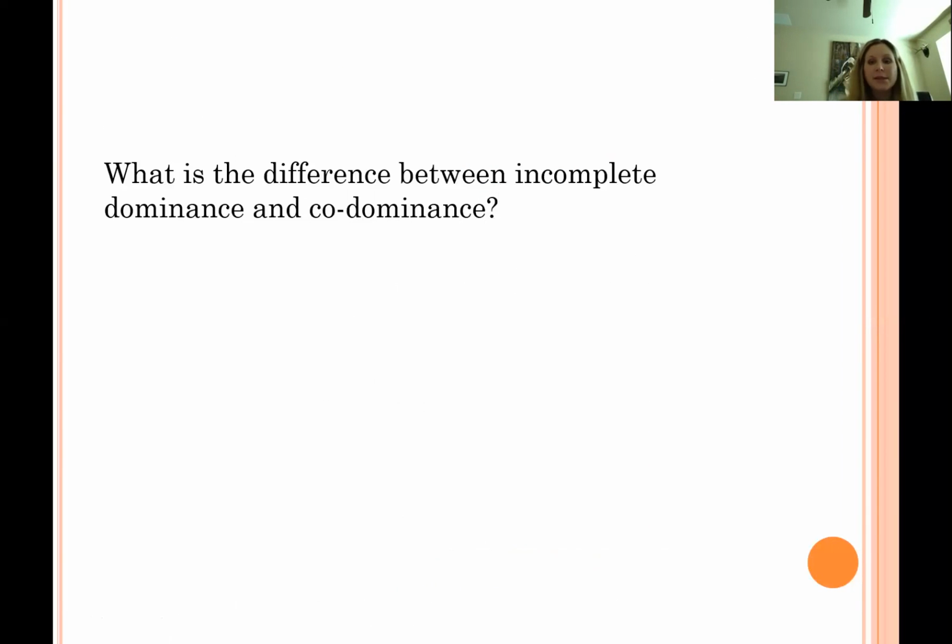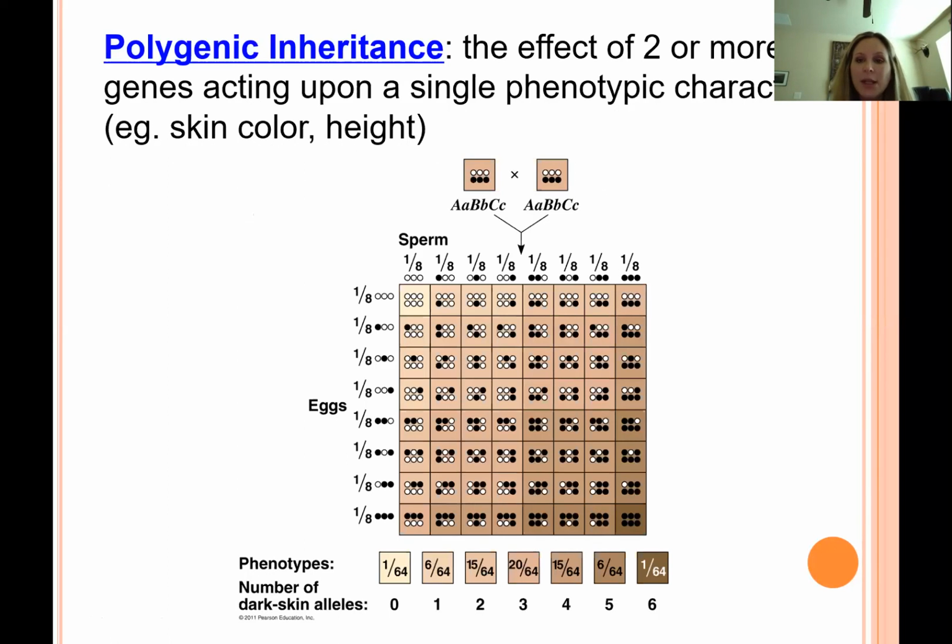Okay, I want to talk about some different vocabulary words because all of these Punnett squares that we've done have been pretty straightforward. Even though we've done non-Mendelian genetics and we've talked about incomplete dominance, co-dominance, and multiple alleles, there are still some things that need to be discussed, like polygenic inheritance.